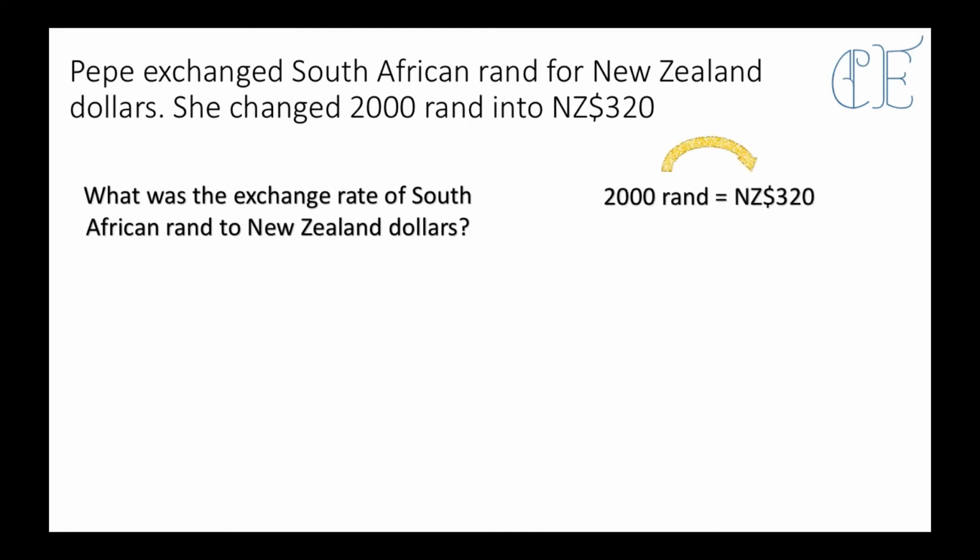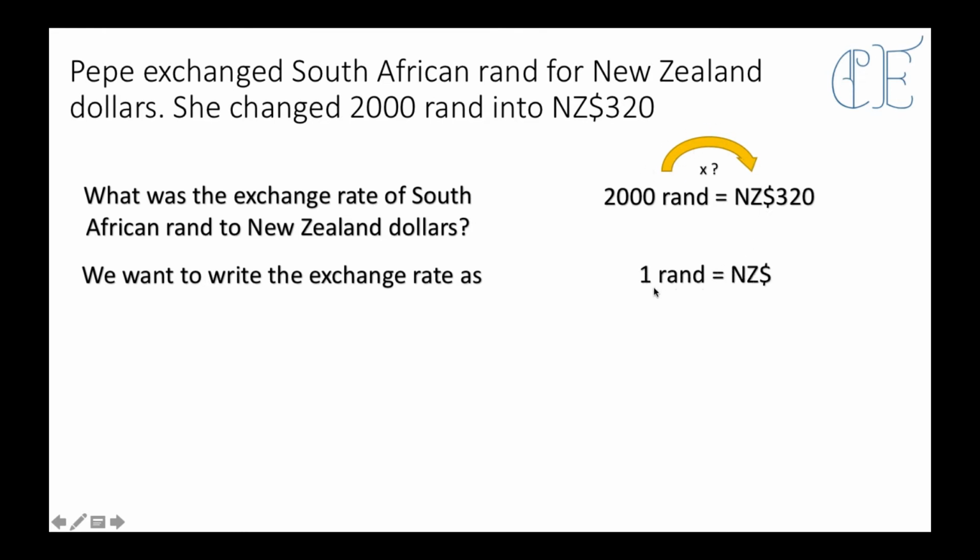Okay, so you need to know what you multiply by to get from that to that, because this is the way we work out dollars or exchange rates, we use these arrows, don't we? We multiply by something or we divide by something. We don't actually know what those multipliers are, so that's what we're going to work out in order to work out the exchange rate. So, because I want to times something, I want to write the exchange rate as 1 rand is equal to something. Okay, that's what I need to try and find out.